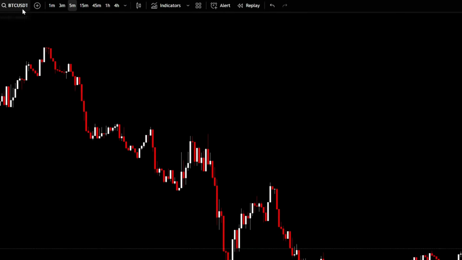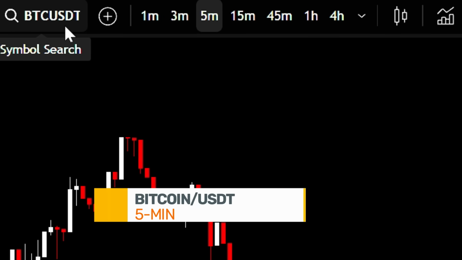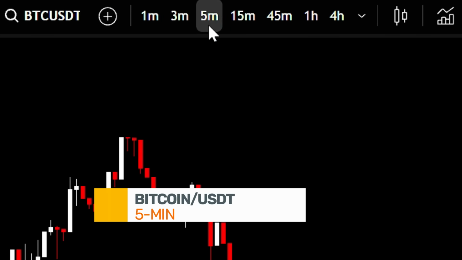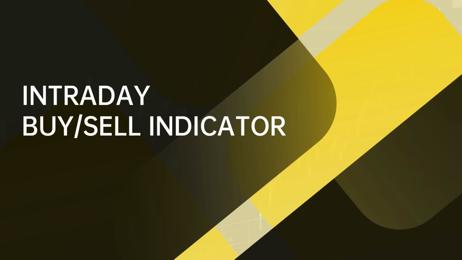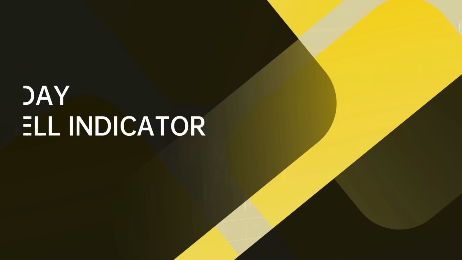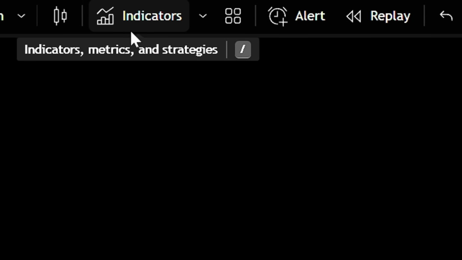Today we're focusing on the Bitcoin chart because it's a perfect example to see how these indicators behave in real market conditions. The first indicator we're adding is one of the best free buy and sell indicators on TradingView, the intraday buy-sell indicator. Adding it is really simple. Head over to the indicator section on TradingView.